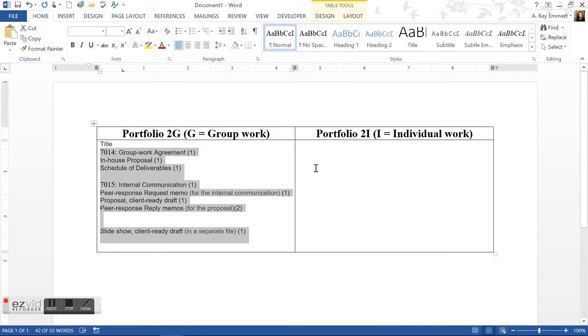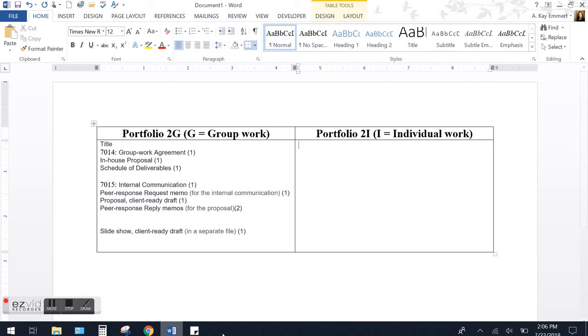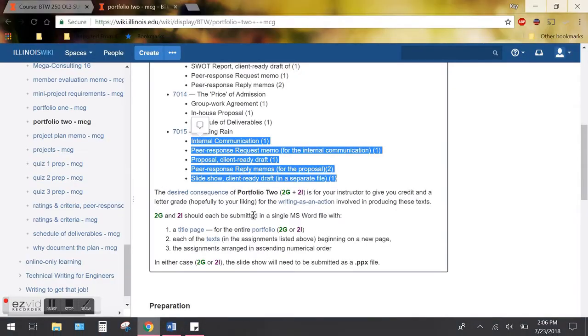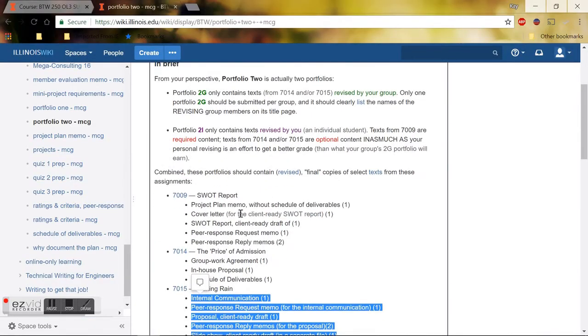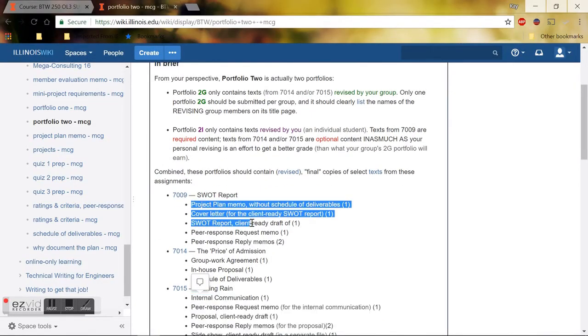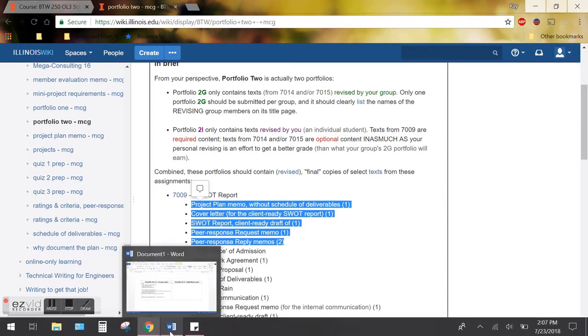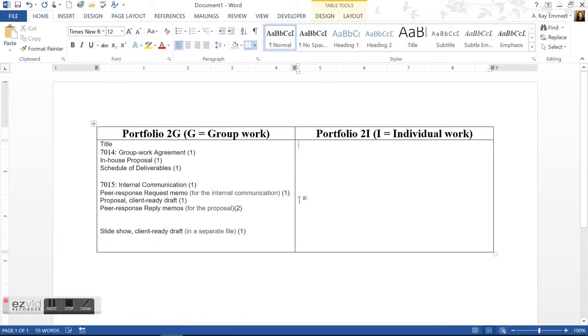So Portfolio 2I, at minimum, includes these documents from 7009. So 7009 was an individual assignment, and you've already received feedback on those, so you can start revising for this now. And the moment that you get feedback for 7009, you can start revising. And so at minimum, this is what your Portfolio 2I should consist of.